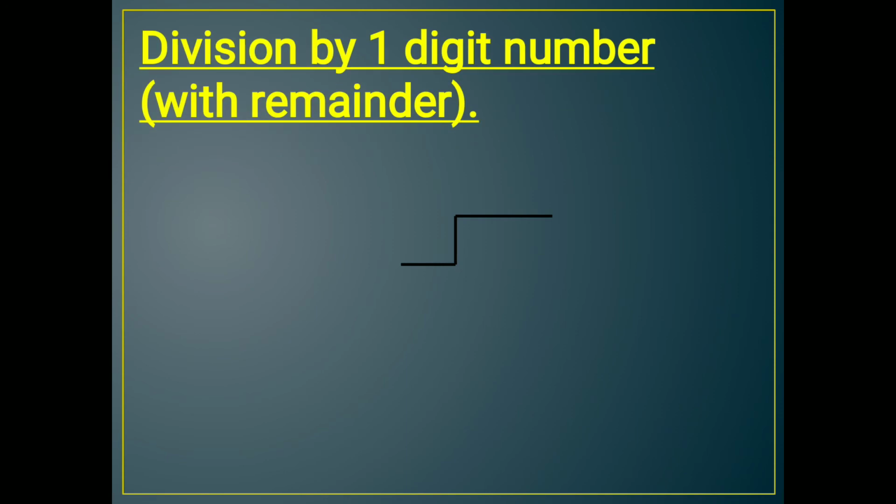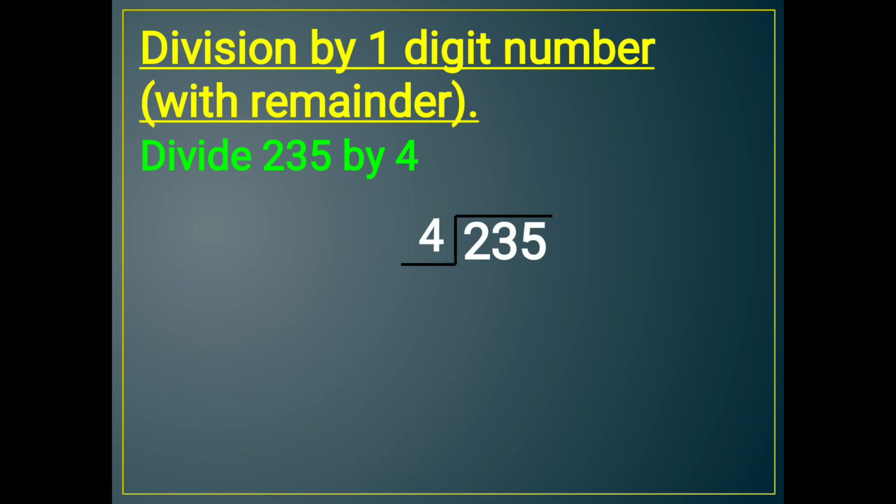Now, division by one digit number with remainder. So, let's understand with example. Divide 235 by 4. So, first what will you do? You will make the division column and write the dividend 235 and outside the column we will write 4.